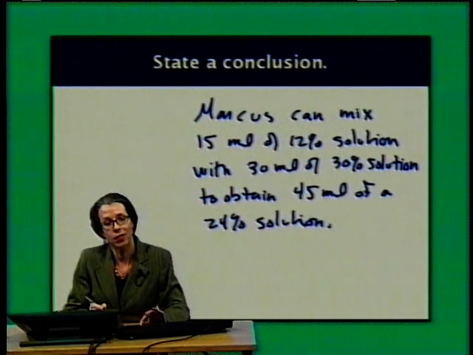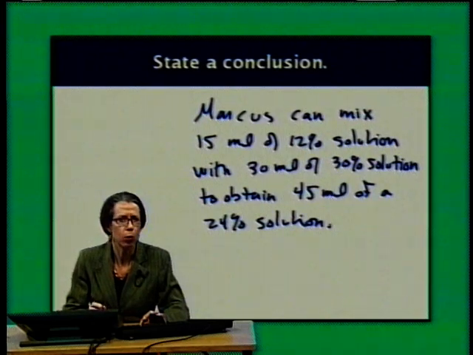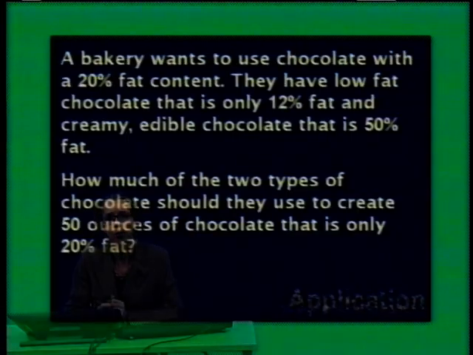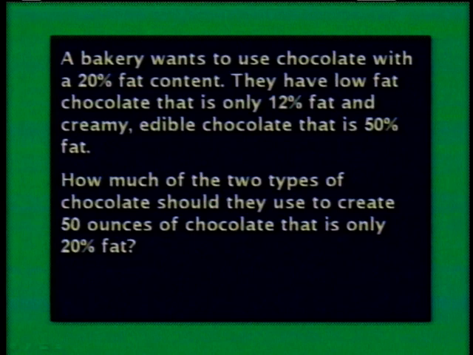Now we just have time for one more example. We're going to work through it kind of quickly, because you'll see fairly quickly that this example is just like the problem we just did, except now we're not going to think about chemistry anymore. We're going to think about chocolate. A bakery wants to use chocolate with 20% fat content. They have low-fat chocolate that is only 12% fat and creamy edible chocolate that is 50% fat. How much of the two types of chocolate should they use to create 50 ounces of a chocolate that is only 20% fat?